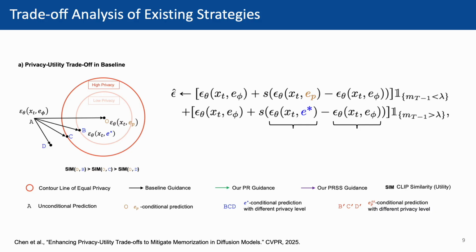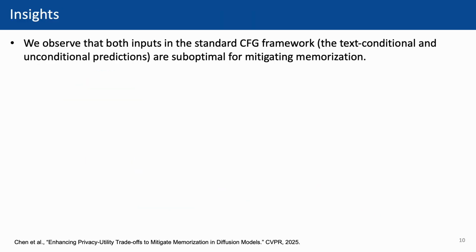From this visualization, we started to question whether we could rethink the roles of these two components in the CFG framework. Again, the text conditional prediction and the unconditional prediction. We observed that the suboptimal privacy-utility trade-offs in existing methods actually stem from the two key components used in the current CFG framework, despite this being standard across diffusion models.